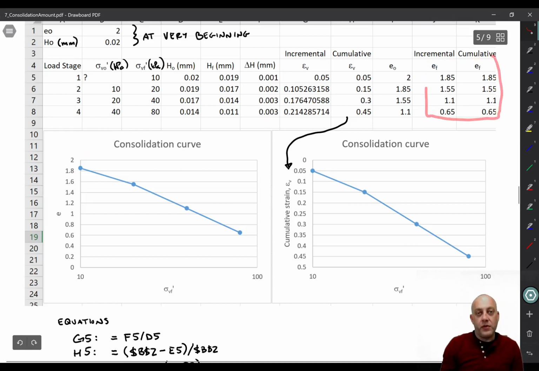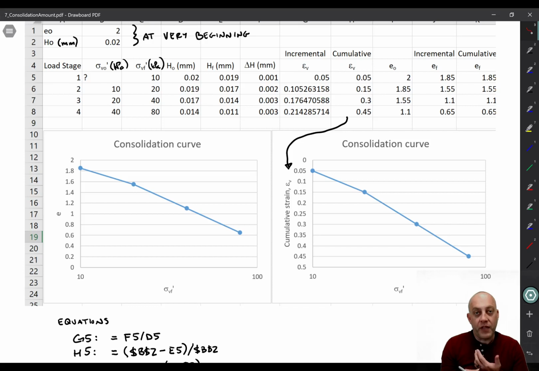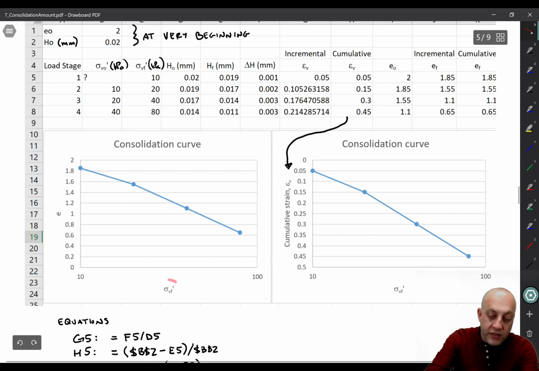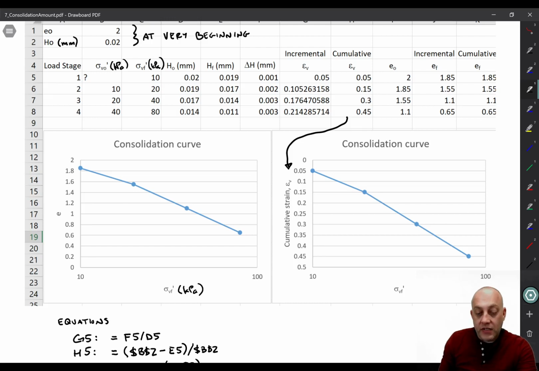So whether you use the initial condition as a reference point for computing strains, or you update your point of reference for computing strain as you go to be at the beginning of each load stage, it doesn't matter. You get the same final void ratio. All right, then what we'll do is plot void ratio versus sigma v prime. And usually, let me put kPa in here. Usually what we'll do is put this on a log scale. I'll talk about that in just a second.